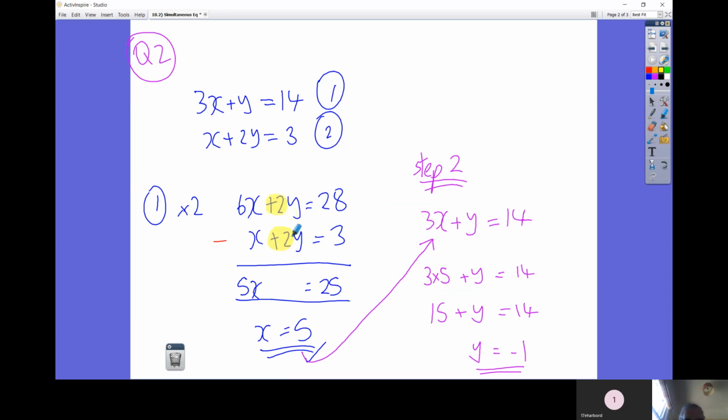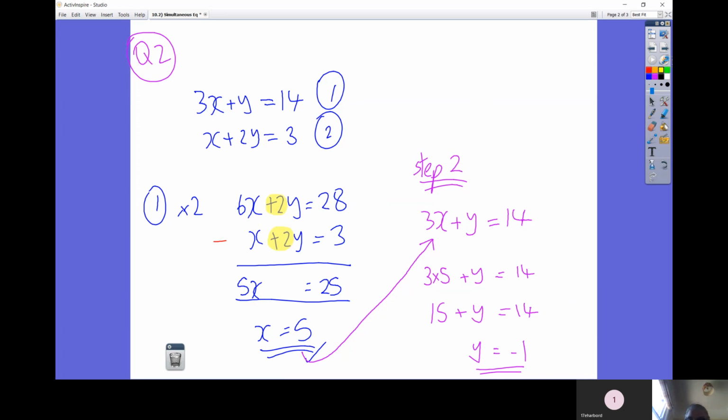Now, if you want to make those disappear, you've got to clearly take them away from each other, because 2y take away 2y is nothing. So when you've done your multiplying, you focus on the bit that's got the same numerical value. So on this occasion, that's the y. Because the signs are the same, you take away. I think this is why you were getting questions 3, 4, and 5 wrong.